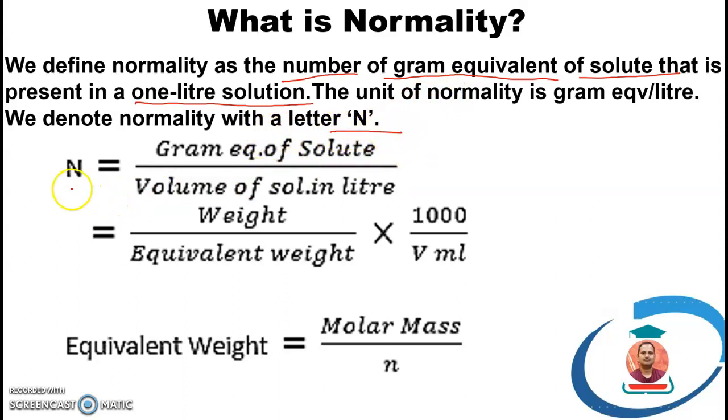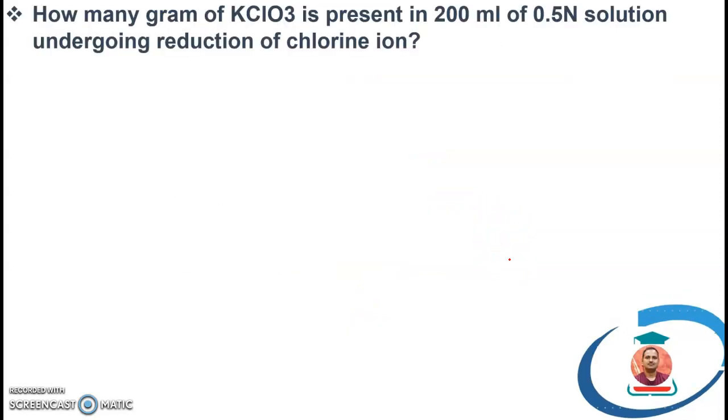So we can give a formula: N equals gram equivalent of solute divided by volume of the solution in liter. But if you are going to express the volume in ml, then we know that 1 liter equals 1000 ml. So the formula for N will be weight by equivalent weight into 1000 by V. This formula is applicable when volume is expressed in ml, and the earlier formula is applicable when it is expressed in liter. And what is equivalent weight? We all know that it is the atomic weight by valency or molecular weight by valency. So this is normality. Now let's discuss numericals.